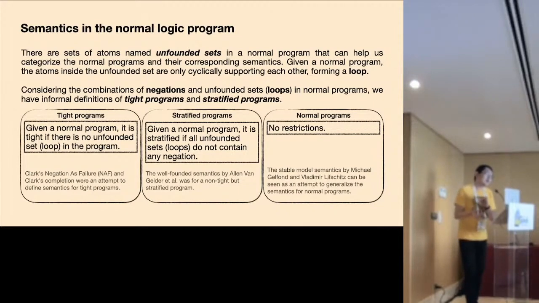So as some categories, in a very early stage, we do not allow any loops inside. We can do negation. That's where Clark's negation as failure comes into play. Then later we can say we can have some loops, and we can also have negation, but these two things do not mix together. The negation should not show up in the loop. So for this stratified program, Allen Van Gelder defined the well-founded semantics. Then eventually we have the stable model semantics for no restriction.